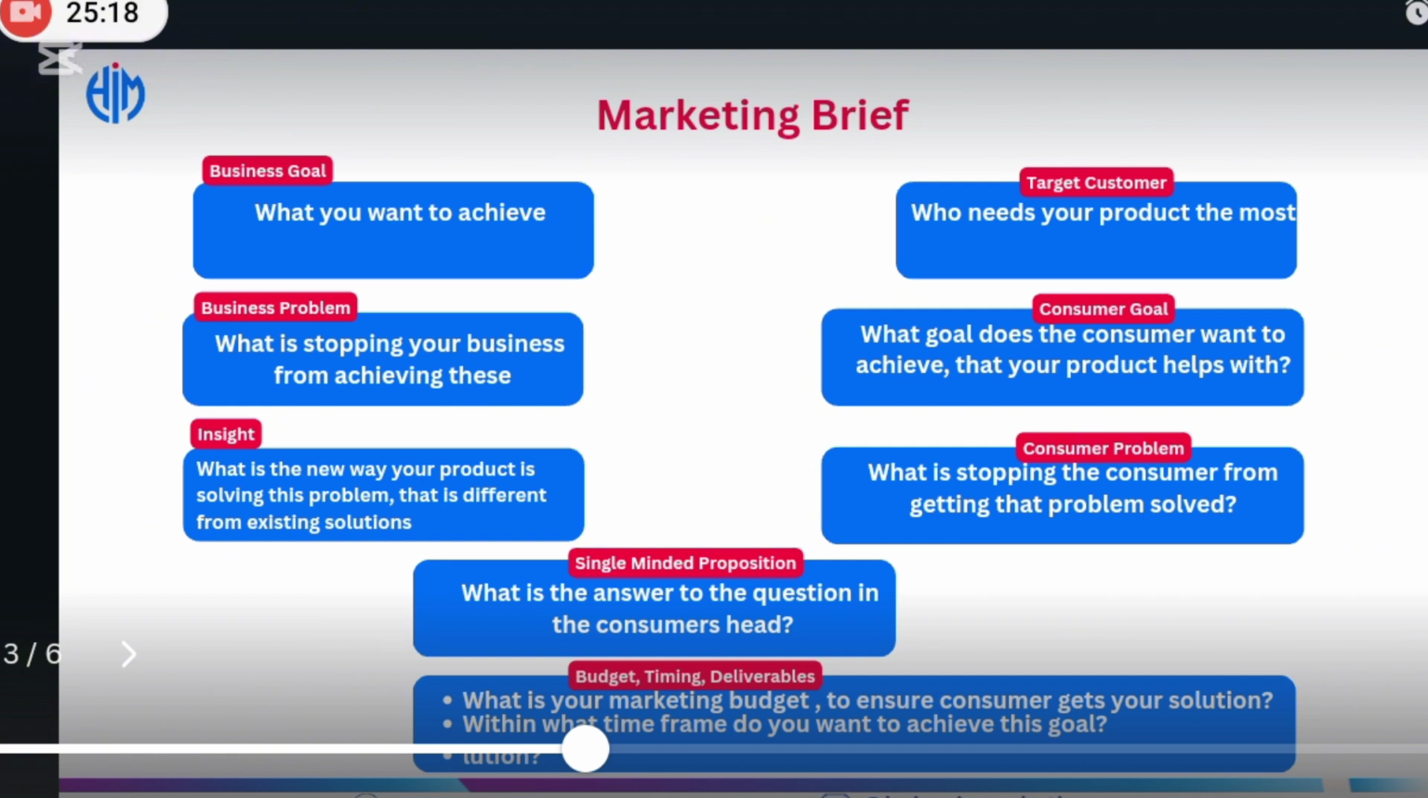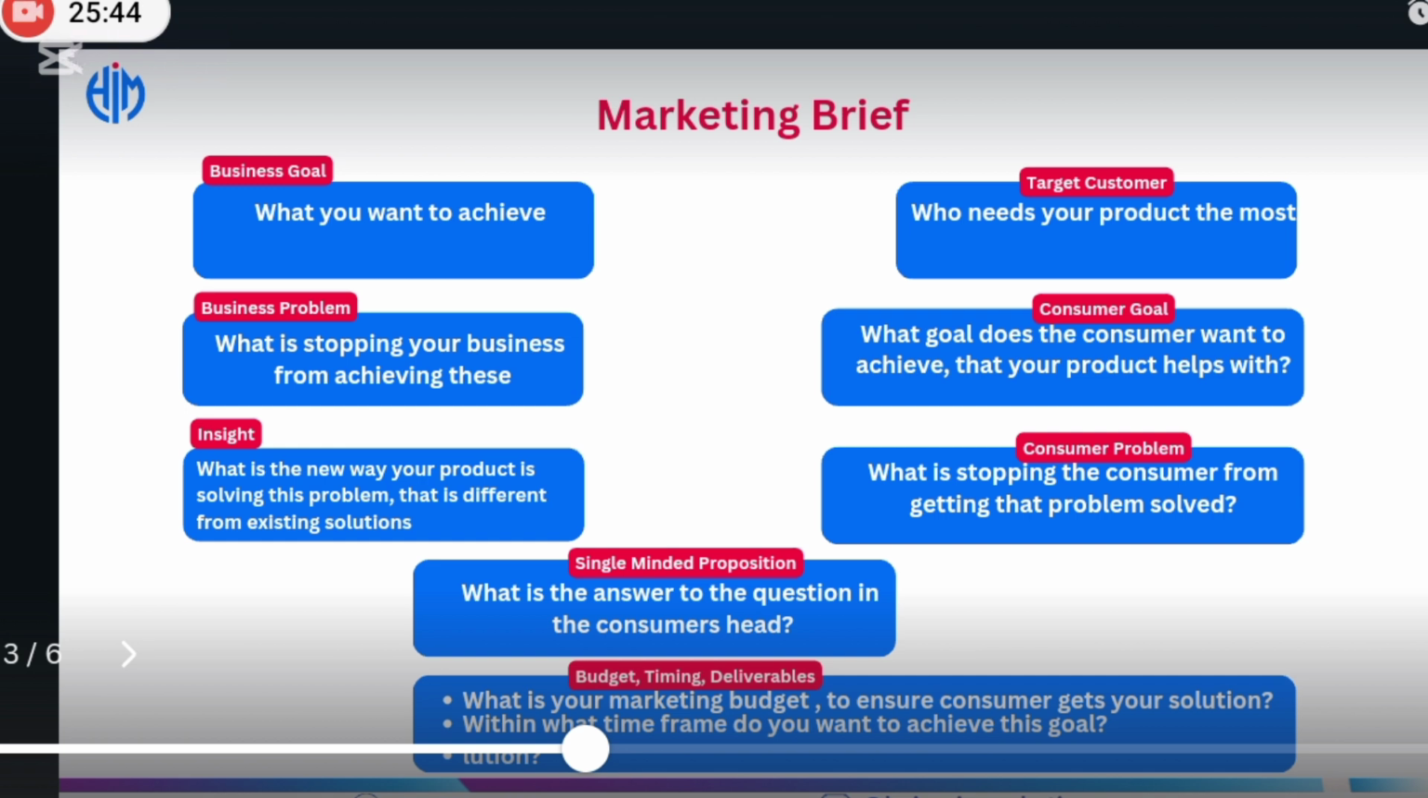Because we're going to be equipping her with the skills, the tools, and the strategies to be able to manage multiple social media accounts comfortably. Right? So, we understand who needs our product. So what's the business problem? What is stopping your business from achieving this? We have identified what they are in those barriers.